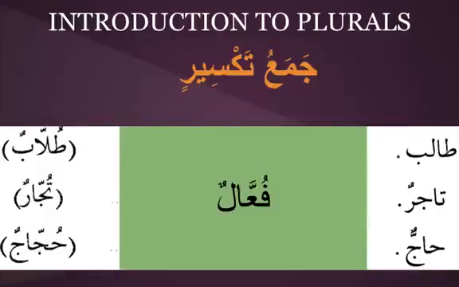Fu'alun. So there are many patterns which form the plurals. There are about 50 patterns. We don't have to memorize, we don't have to completely remember everything, but we need to know which word is a plural word, because we are learning. We need to understand what word is a singular word and what word is a plural word.